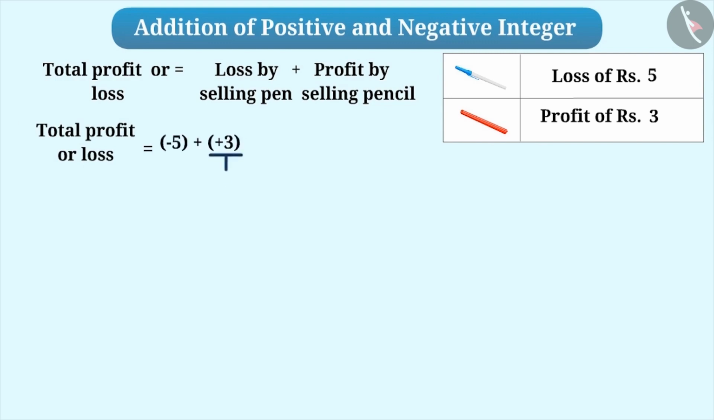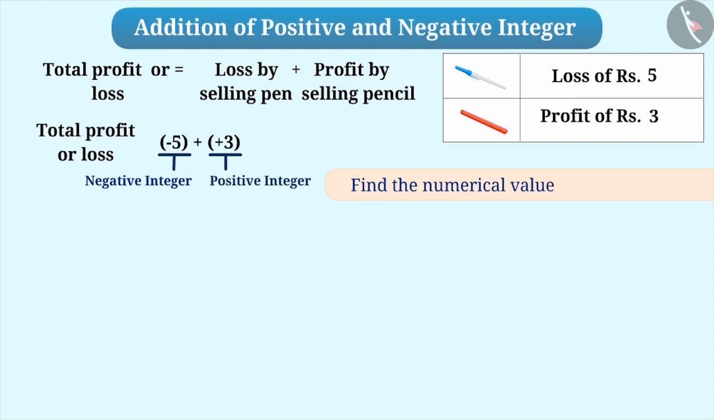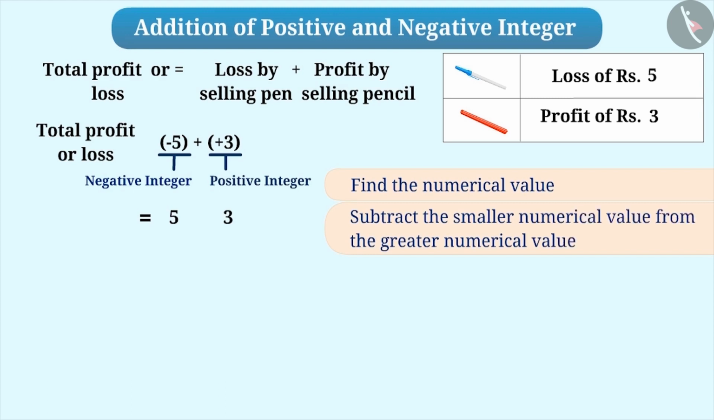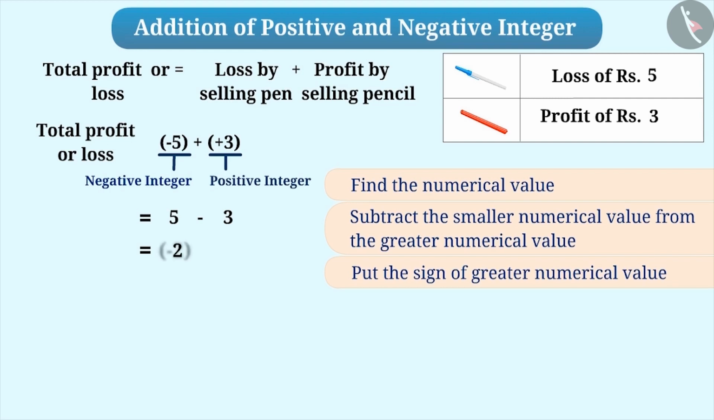In such a situation, when one value is a positive integer and the other a negative, we will find the numerical value of the integers ignoring their signs. Here, 5 is the numerical value of minus 5 and 3 is the numerical value of plus 3. Then we will subtract the smaller numerical value from the greater numerical value. We get 2, and we will prefix the sign of the greater numerical value here with the result. Hence, the result of minus 5 plus 3 will be minus 2. It shows that the shopkeeper faces a loss of rupees 2.